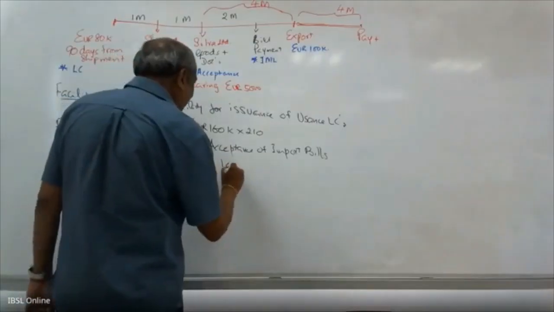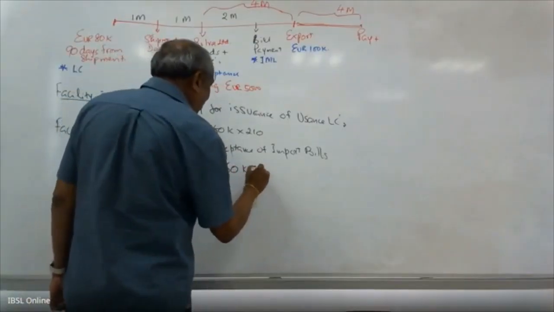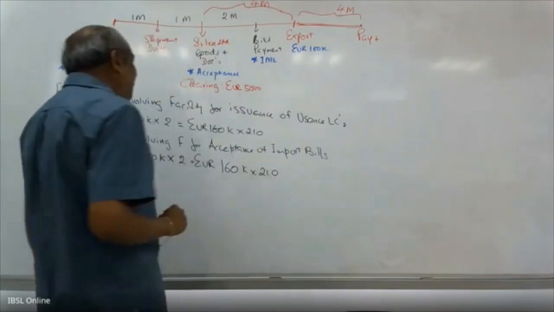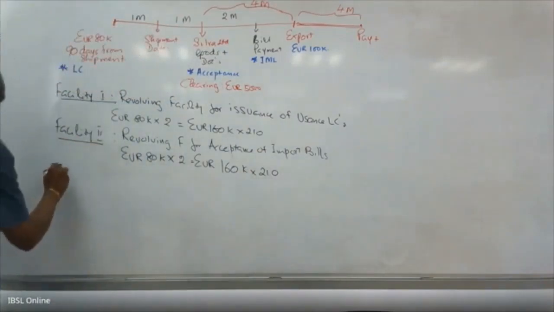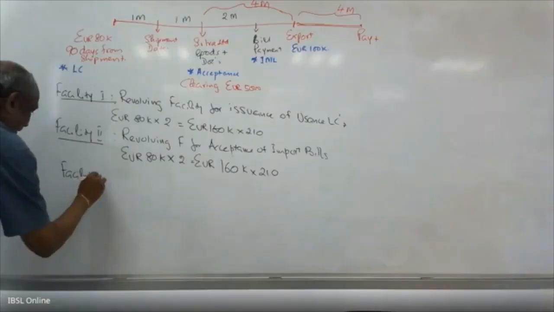Euro 160,000 into 210. Right? Then facility 3.